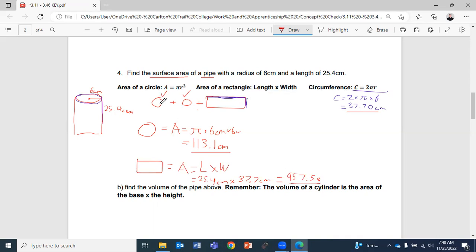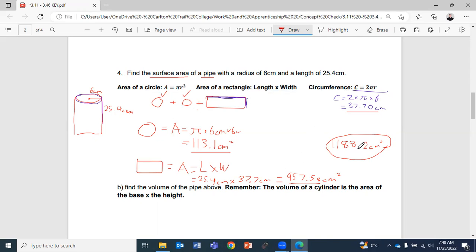So now all I need to do is two circles plus the rectangle, right? So 113.1 plus 113.1, there's two circles, plus the area of my rectangle, 957.5. That is going to give me 1,188.2 centimeters squared. It's area. This is area. Sorry, squared. Squared. Okay.